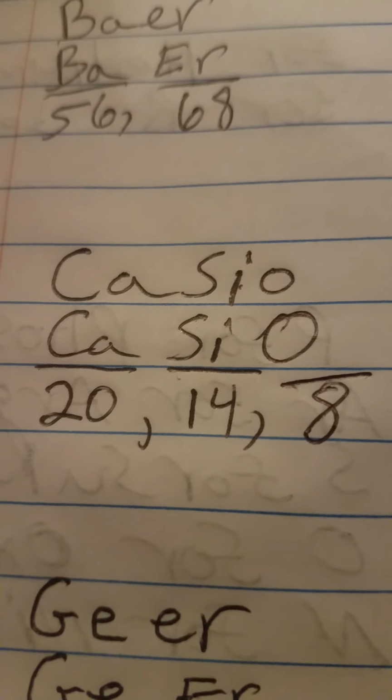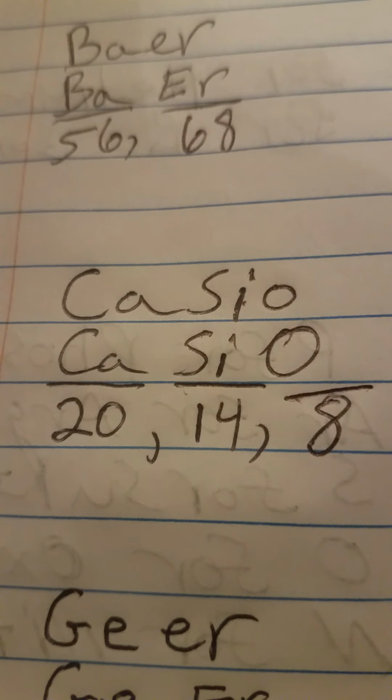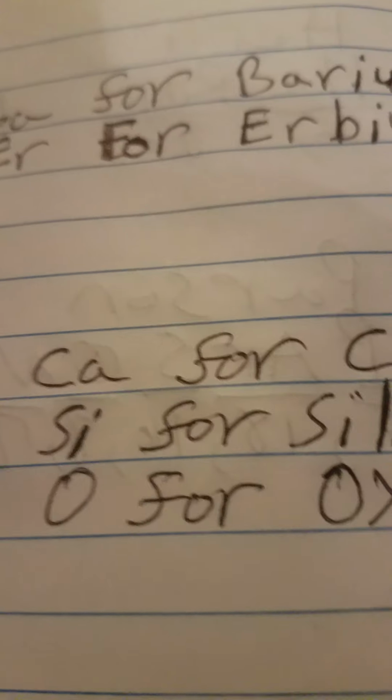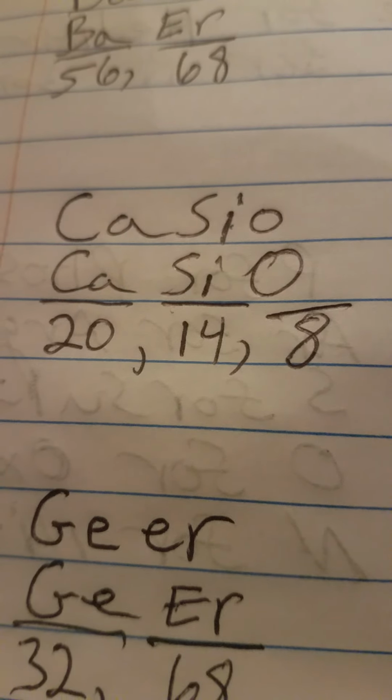Then we've got capital S and a small i, which is the chemical symbol for silicon. Silicon is spelled capital S-I-L-I-C-O-N, and the atomic number is 14. The chemical symbol is capital S-I. The atomic number is 14. Excuse me. You got it?